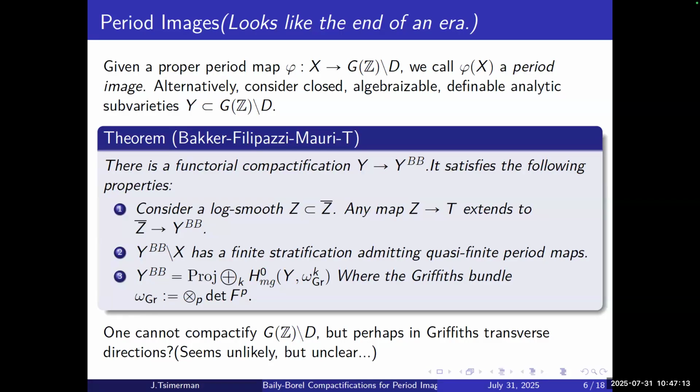Okay, so you can at least hope to get a sort of compactification in Griffiths transverse directions, such that it pulls back a compactification for any period map. No one knows how to do that, and it seems that it's unlikely to exist, but from my understanding, it's not totally clear whether that exists.